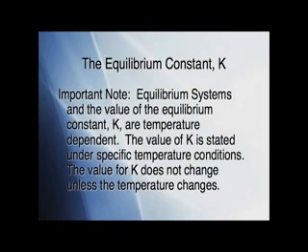Still talking about the equilibrium constant K, and whether it's K sub C, K sub P, KSP, Ka, or Kb, it's really important to remember this. The equilibrium systems and the value of the equilibrium constant K are temperature dependent. The value of K is stated under specific temperature conditions. The value for K does not change unless the temperature changes. So when you see problems involving equilibrium, if a temperature isn't expressed, they're giving you a value for a fixed temperature. If they don't express the temperature, they're implying that the temperature of the system is not changing, so the value of K for that should not change.